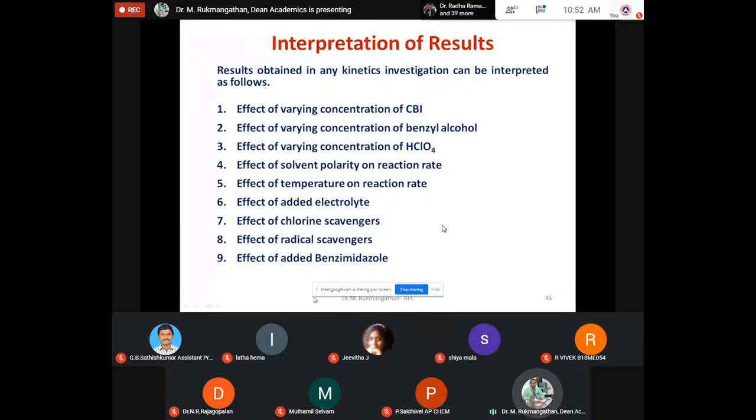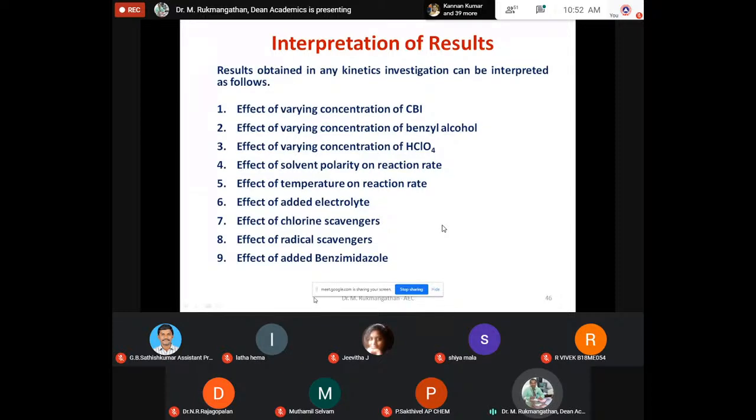We have maintained an 80% acetic acid and 20% water mixture for the kinetic run. What will happen when we change the polarity of the reaction mixture? When we increase the percentage of acetic acid, what will happen to the reaction rate? That study has to be interpreted separately.